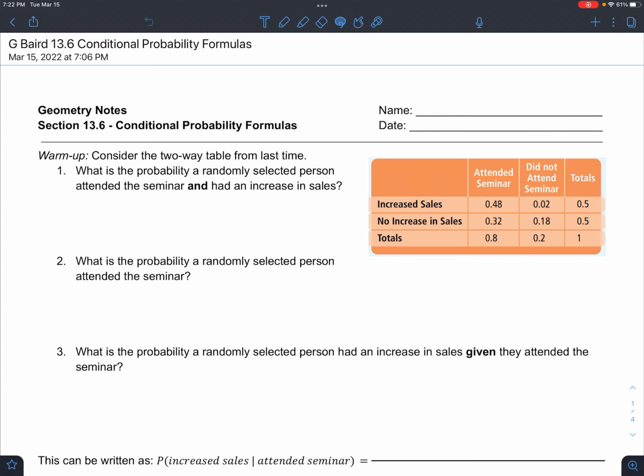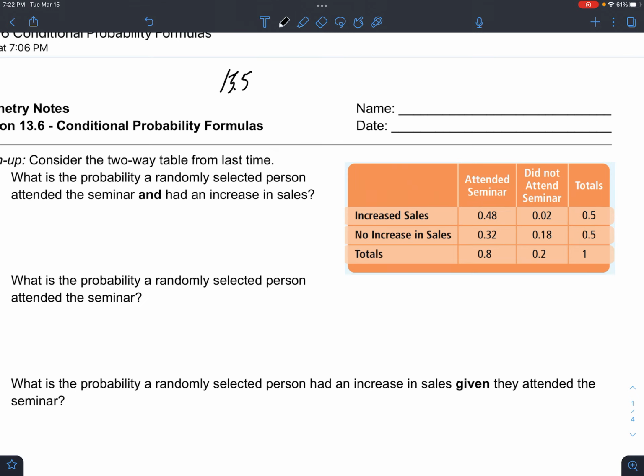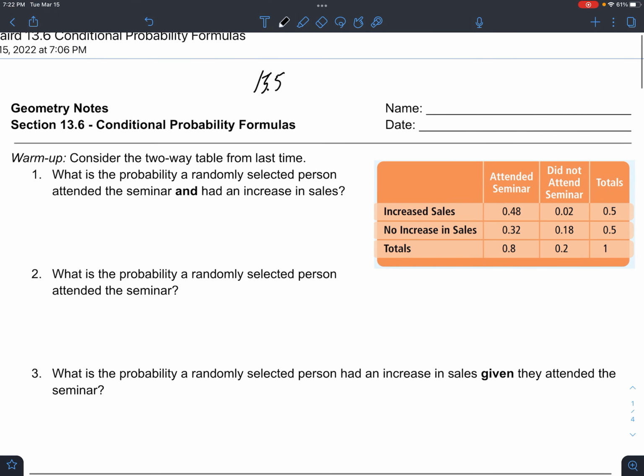If you weren't in class or haven't watched the video from last time, from 13.5, you really ought to do that because it gives a lot of foundation to what we're doing today. So as a warm-up, which will lead us into today's topic, we're going to take a look at a two-way table from last time. So this one had probabilities.